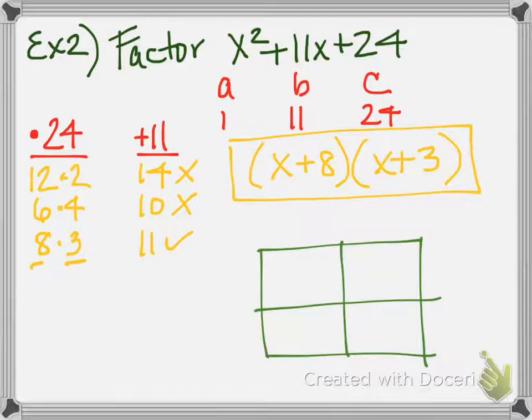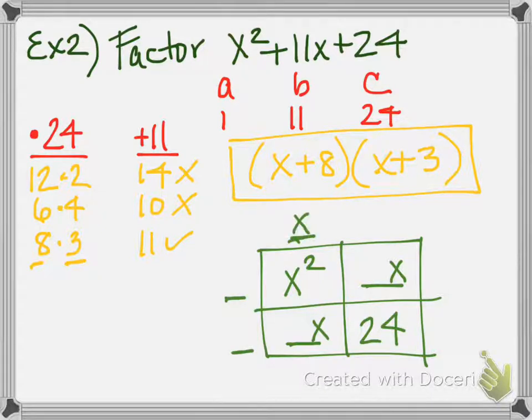Area model would have the 4 boxes. The first term x squared in this box, the last term 24 in the box diagonal. And these are your x terms, which we have to fill in, so we don't know what they are. But we know to make x squared, we would need an x and an x. And then we would guess and check for 24.